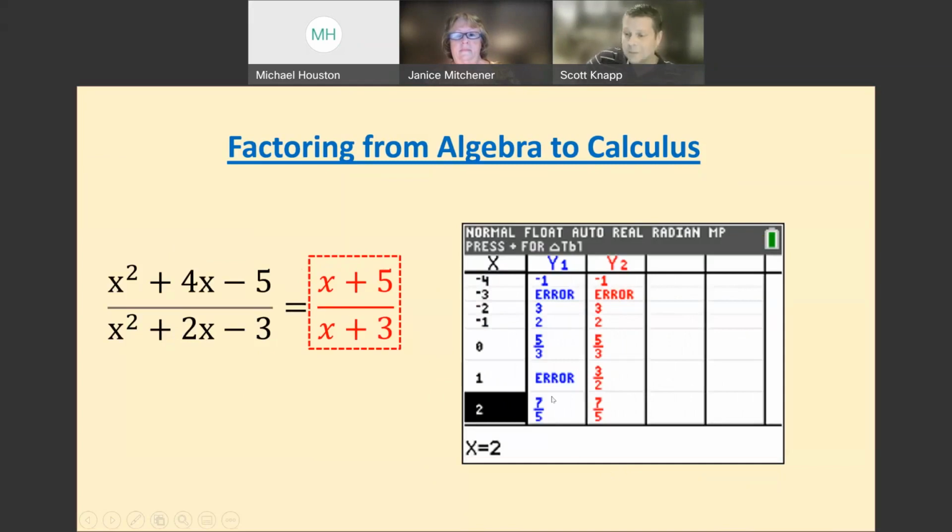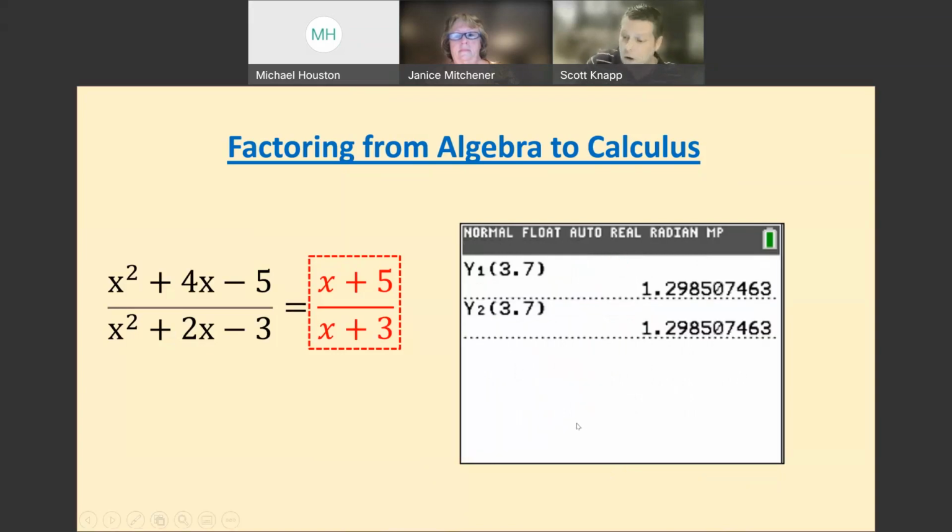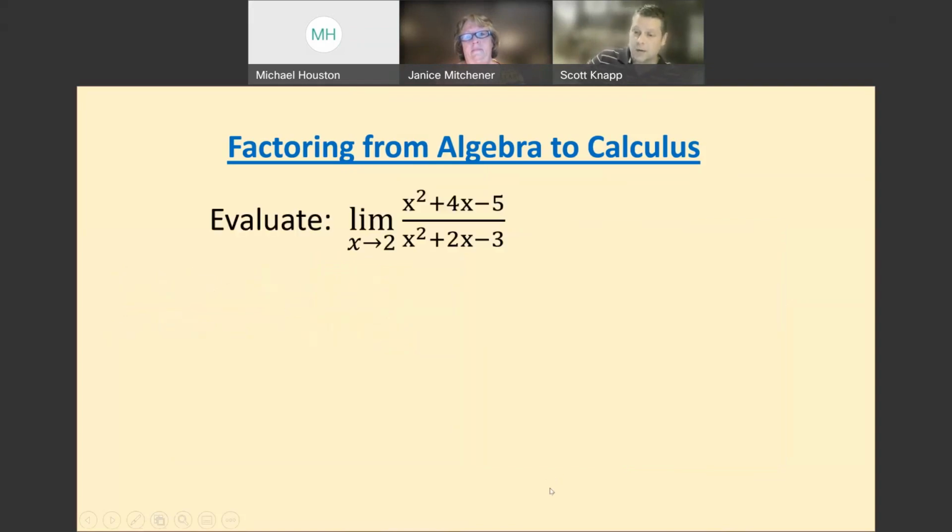Now, that's a good discussion point, right? And especially about the idea of having restrictions, restricted values in your domain. I never go back and show numerically that those two things are equivalent, or rarely do I. I certainly don't do it enough. And I think that we need to do that so that students, again, realize that what they've done is created something that's equivalent for most of the domain of what we're working with.